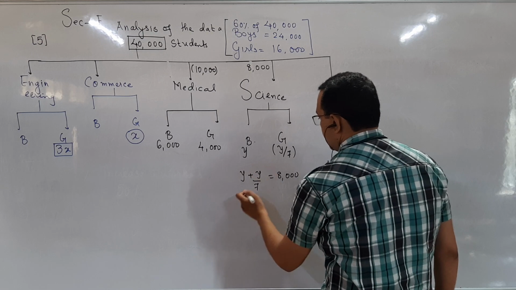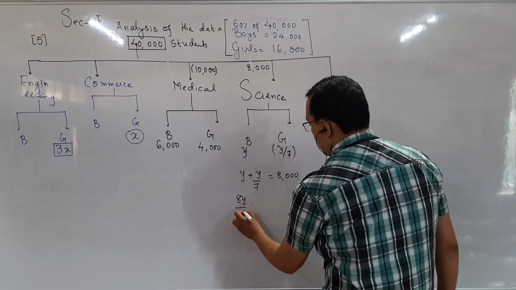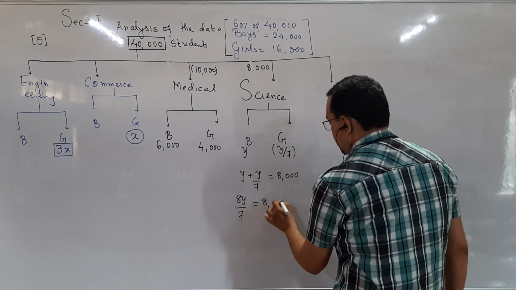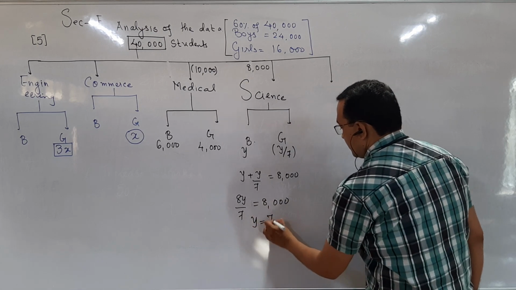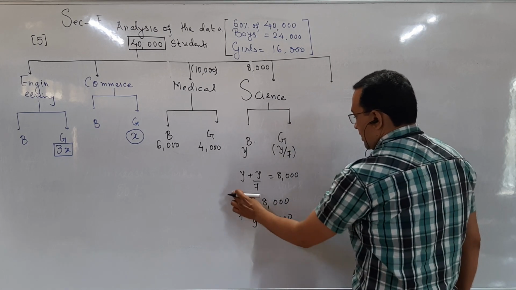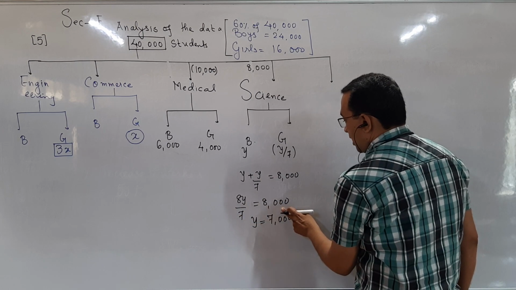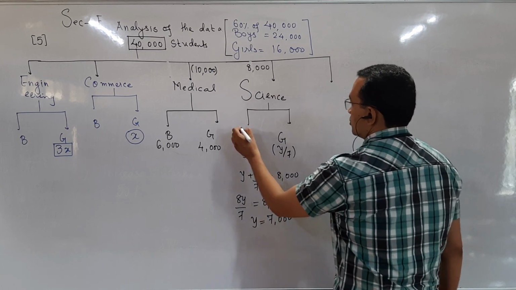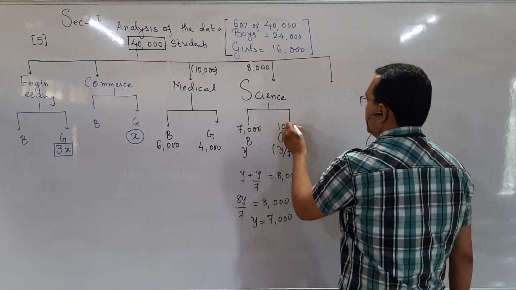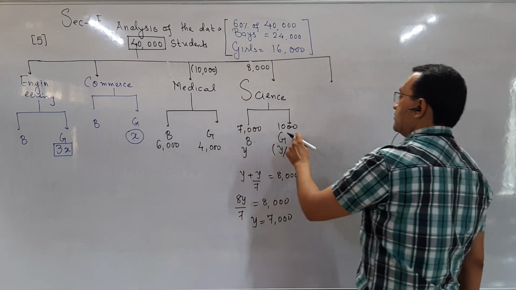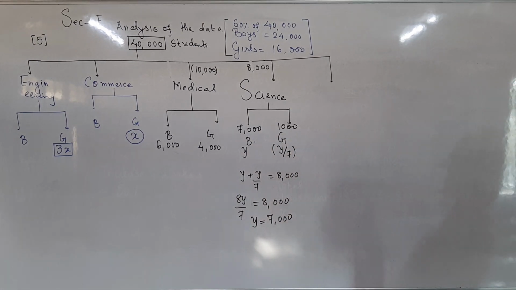Take LCM. 7y plus y, 8y by 7 is equal to 8,000. So y will be 7,000. 8,000 divided by 8 will be 1,000, into 7, 7,000. So boys are 7,000, and girls will be 1,000, that is 8,000 minus 7,000. So science faculty is also done.